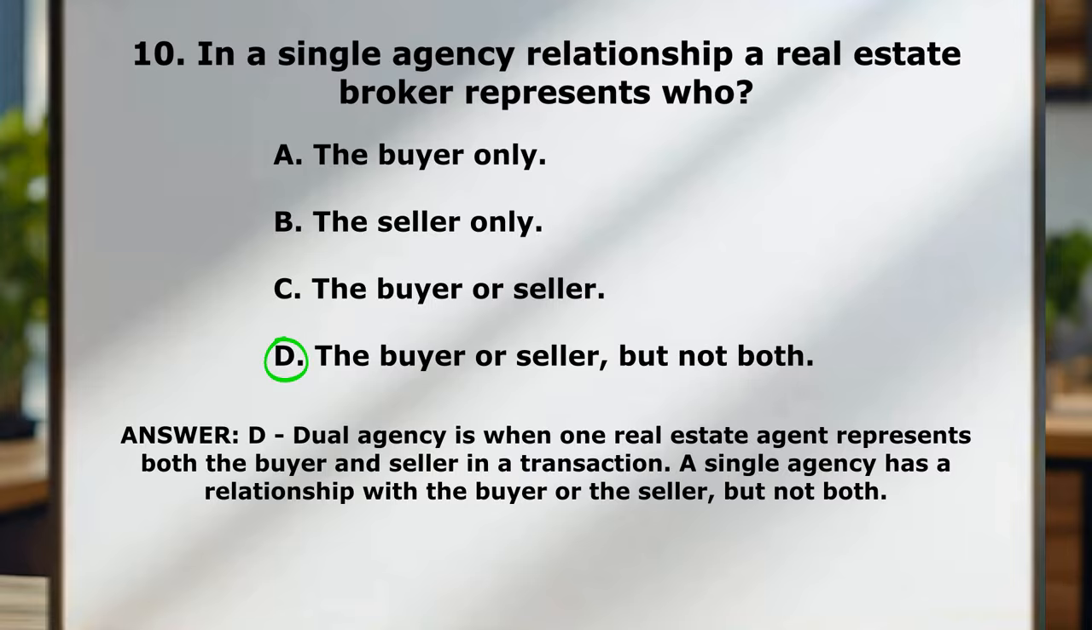Single agency is a relationship with the buyer or the seller, but not both. Just make sure you read this one carefully. Take your time. This is an easy one as long as you understand what agency is, single agency and dual agency, but just make sure you get this one right, because you could quickly misread it. So make sure you maximize and score the points that are easy points on the test.